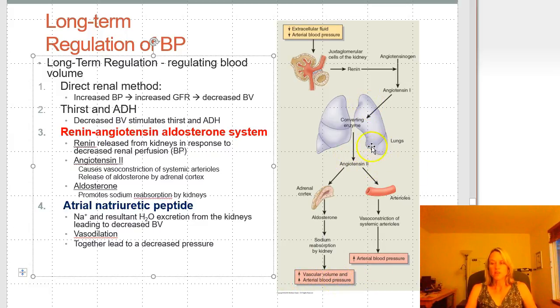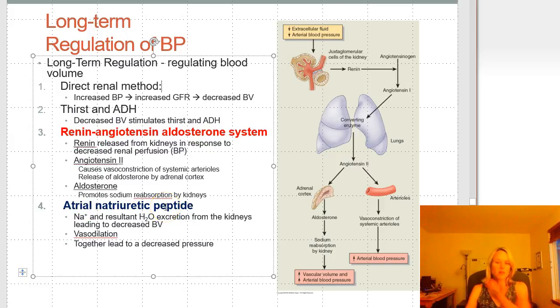And then also angiotensin 2 will act on the arterioles to increase vasoconstriction of those arterioles, which will increase TPR, total peripheral resistance, which will increase blood pressure. And then finally, the last one kind of has the opposite effect of the renin-angiotensin-aldosterone system.